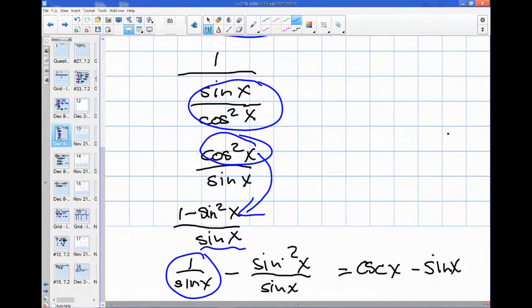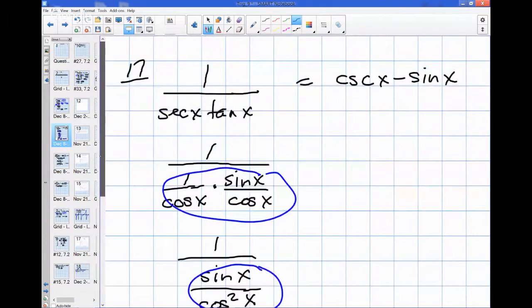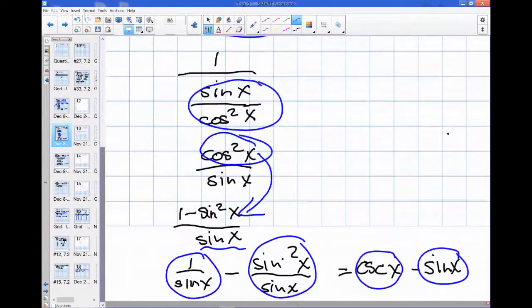What's the reciprocal of the sine? Cosecant. That's what I wanted for my first term. Beautiful. And what's this? Well, what happens if you take anything squared over itself to the first power? It's itself to the first power. Look at that. Let me just go back up. That's what we were aiming for. We did it. We proved this identity.